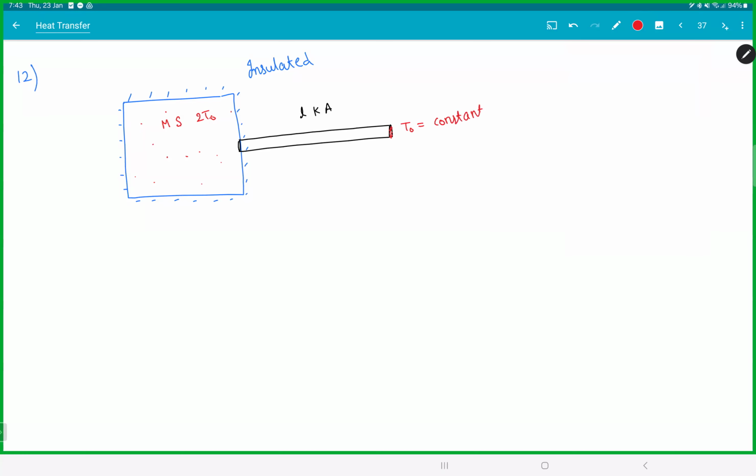So what will happen here? The heat will flow from the liquid through the rod and will escape through the rod, no? If the heat is escaping through the rod, what will happen to the temperature of the liquid? It will decrease. If the temperature decreases, the heat flow will decrease. You're getting it? So find the temperature of the liquid after time t.